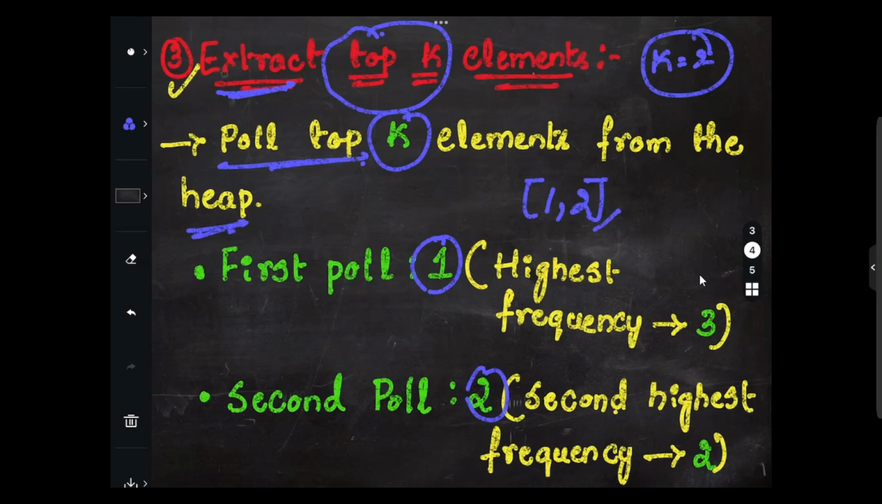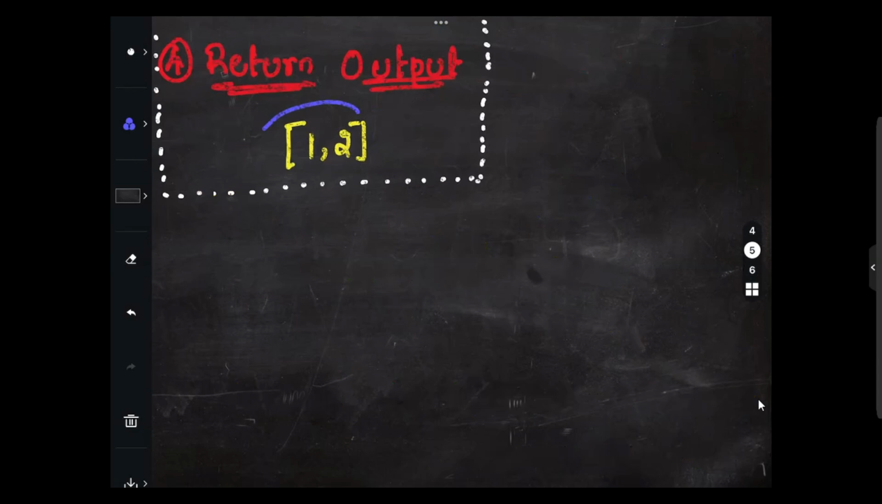Why 1 and 2? Because 1 is having the max count or max frequency here, 3, and 2 is having the second max count, nothing but 2. So these two elements we will be considering, 1 and 2, right? Finally, we will return the output 1 and 2 here in this case, right?